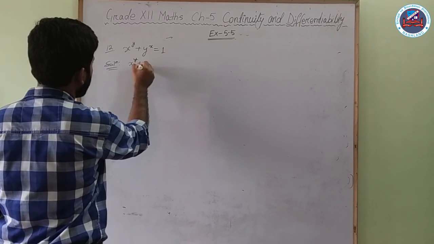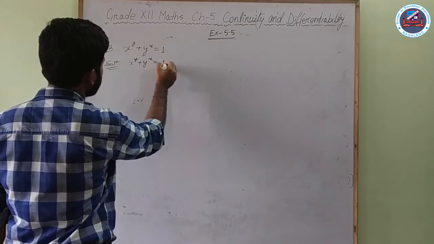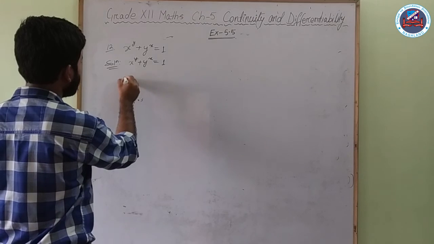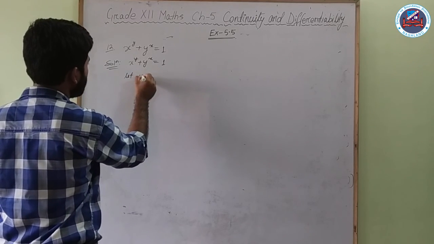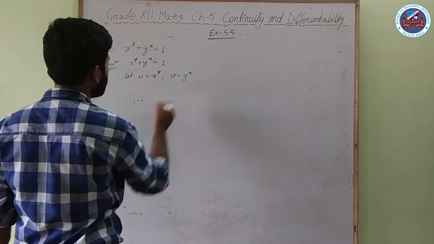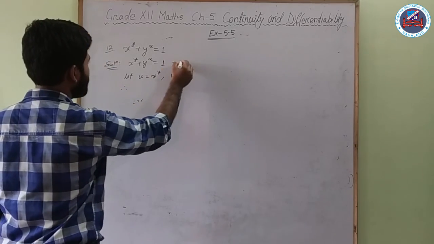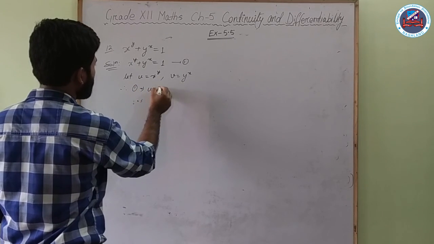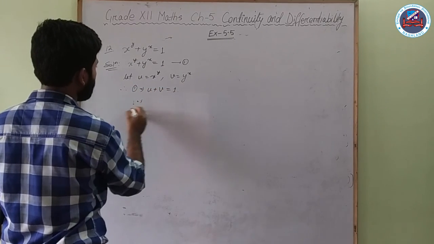x to the power y plus y to the power x is equal to 1. So here I can write, let u is equal to x to the power y and v is equal to y to the power x. Therefore, if I give it equation 1, therefore 1 implies u plus v is equal to 1.